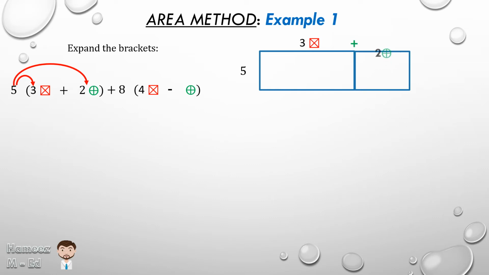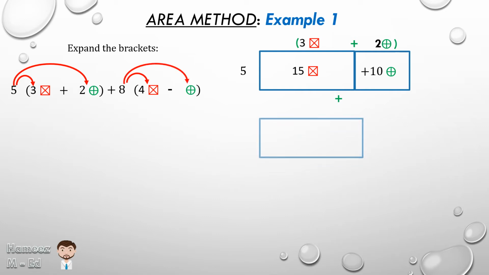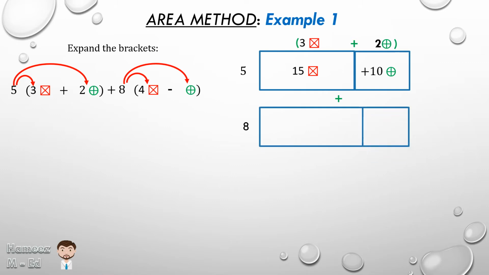So when we actually multiply this, its length times breadth will give us the area. 5 3's are 15 squares, and 5 times 2 would be 10 circles. Now similarly, we're going to multiply the 8 times the 4 squares and the 8 times the circle, which means 2 more rectangles. And we take the width as 8, and we take the length of the first rectangle to be 4 squares minus a circle.